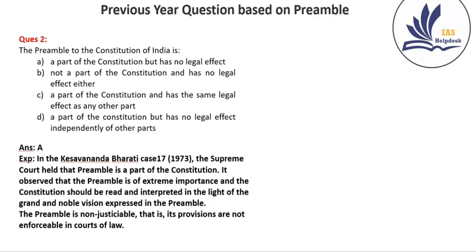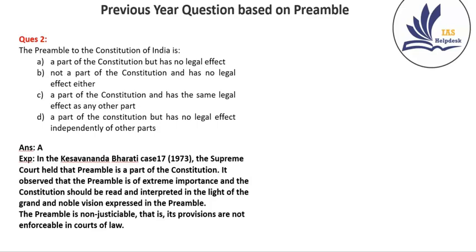So there was a case of Berubari Union and Exchange of Enclaves, जिसमें Parliament ने ये बात कही कि Article 368 के थ्रू Parliament Constitution के किसी भी पार्ट को amend कर सकती है, लेकिन preamble is not a part of the constitution, hence it cannot be amended.